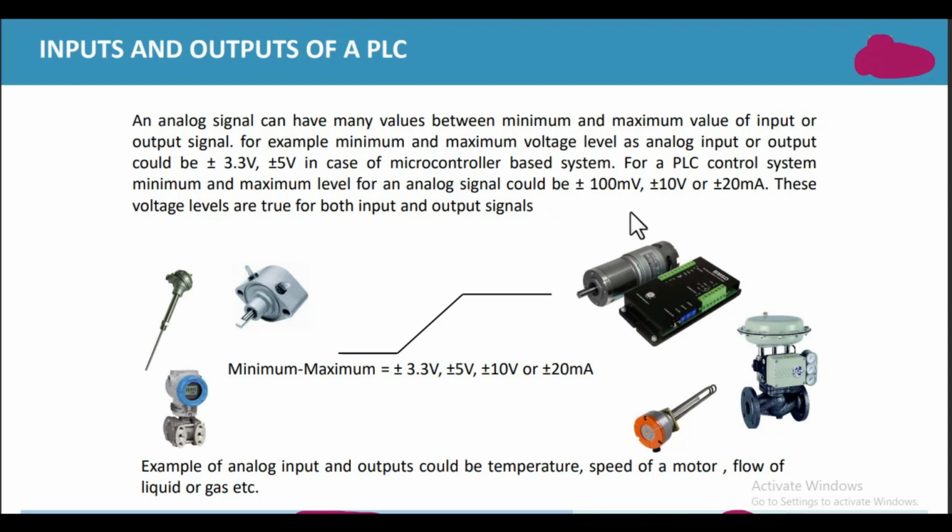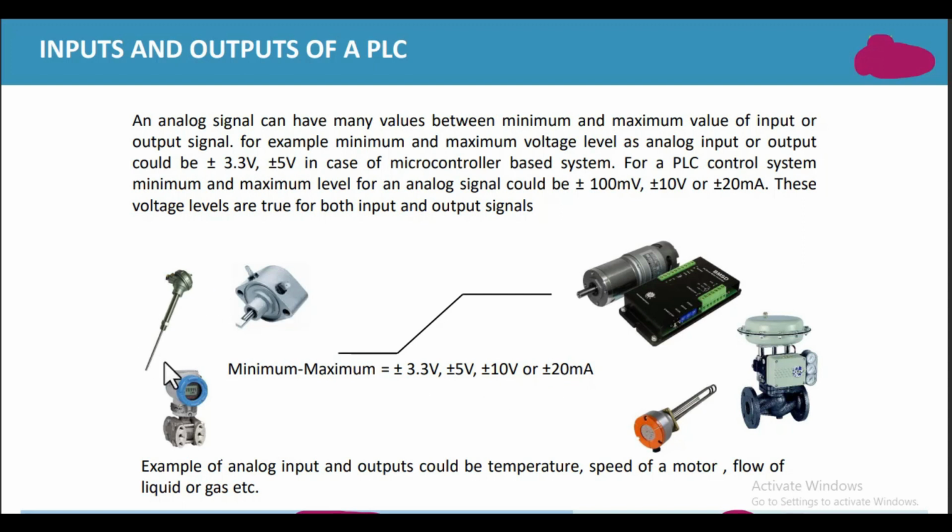In the case of a PLC, we have different levels: in case of voltage, plus minus 10 volt or plus minus 100 millivolt, and plus minus 20 milliampere. These are the levels for the analog signals. Input or output analog signals could be categorized in these ranges. Maximum and minimum ranges would be plus minus 3.3 volt or plus minus 5 volt for microprocessor based systems, and plus minus 10 volt or plus minus 20 milliampere for PLC based systems.